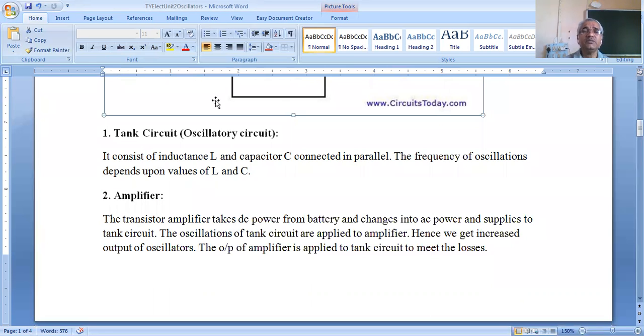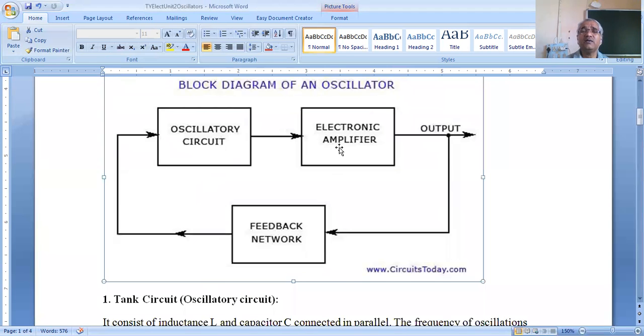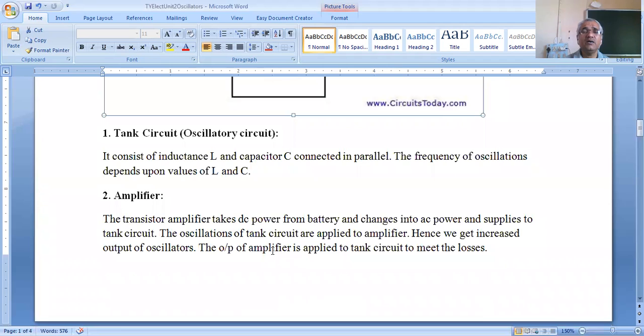Now this is the transistor amplifier. The transistor amplifier takes DC power from the battery and changes it into AC power and supplies it to the tank circuit. The oscillations of the tank circuit are applied to the amplifier.